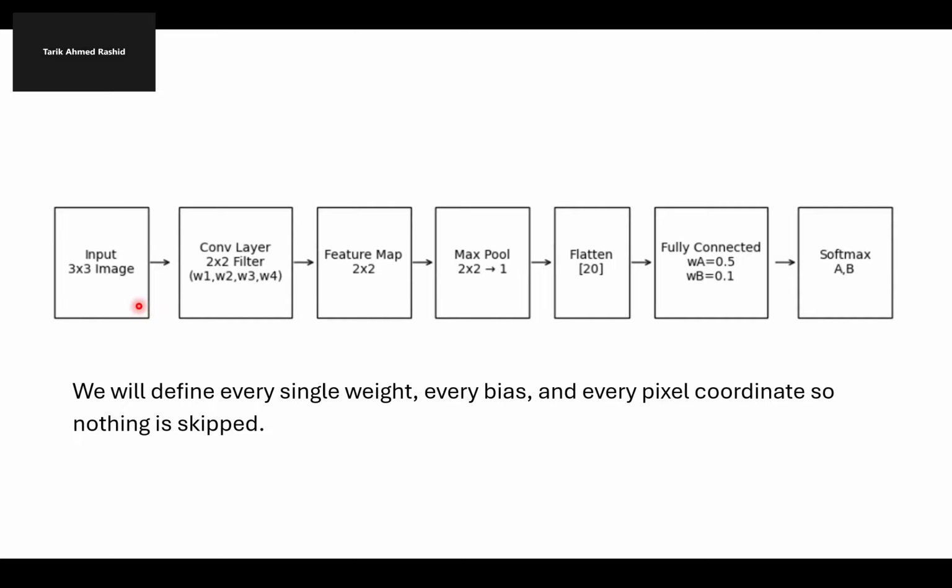So this is an image, 3 by 3. Then you've got a filter, 2 by 2, then a feature map, 2 by 2. Then you do max pool, you select the best or the highest, and then you flatten, you move from 2 dimensions to 1 dimension, and then fully connected. These are the weights, and that's softmax, neurons A and B.